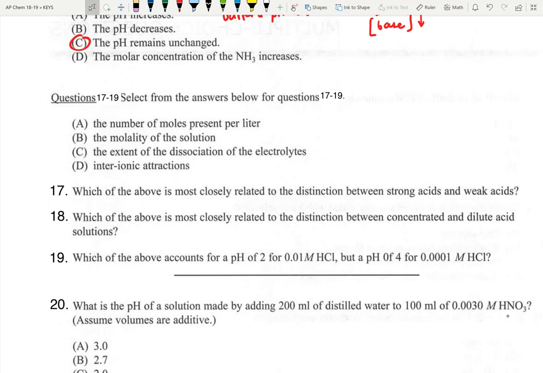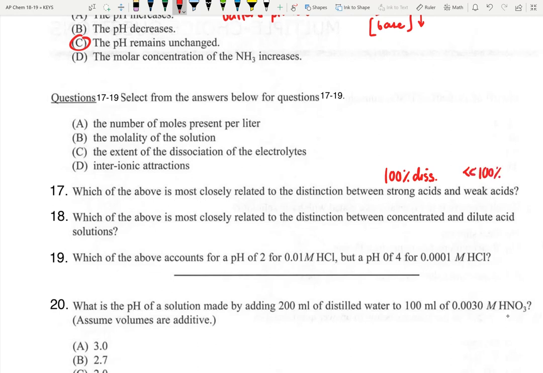So 17, which of the above is most closely related to the distinction between strong acids and weak acids? In other words, what's the difference between a strong acid and a weak acid? And this should be a really straightforward, general kind of idea that you already know. This should be common sense for us. A strong acid means we've got 100% dissociation. The acid splits completely. And the weak acid is far less than 100% dissociation.